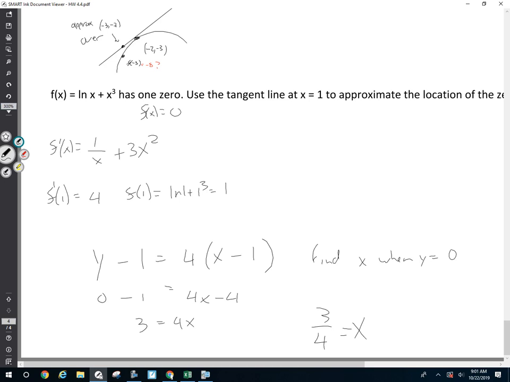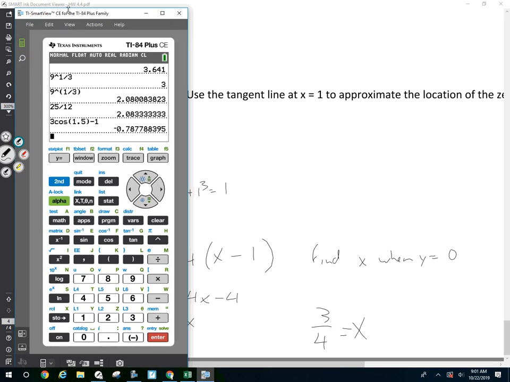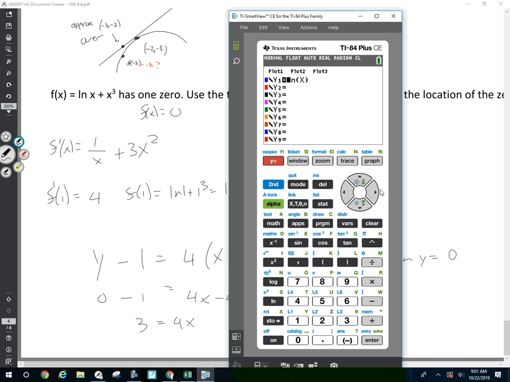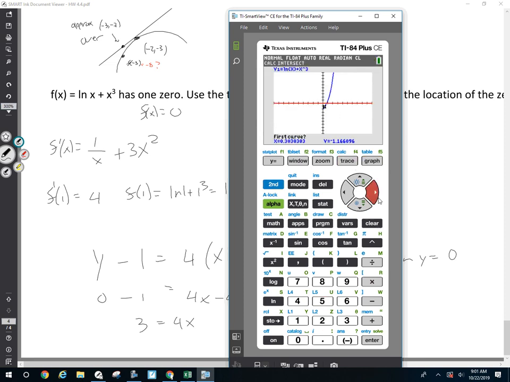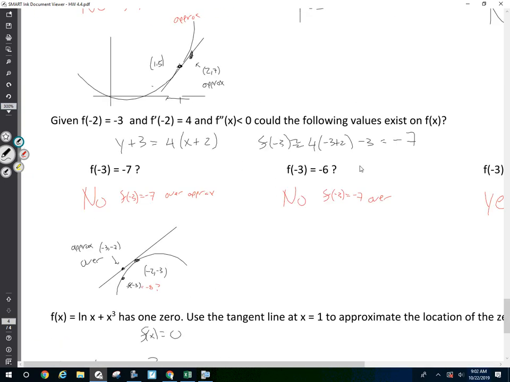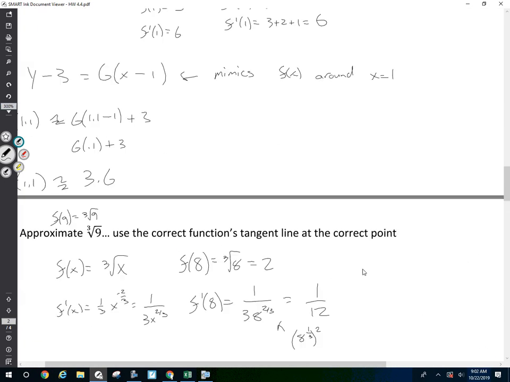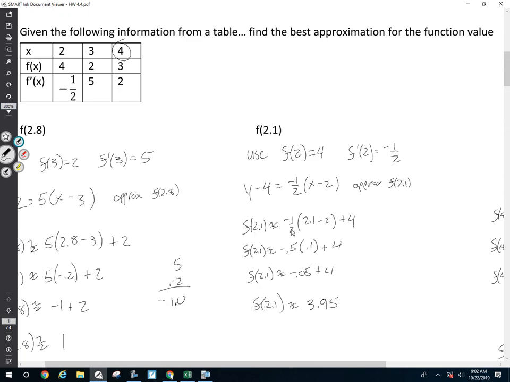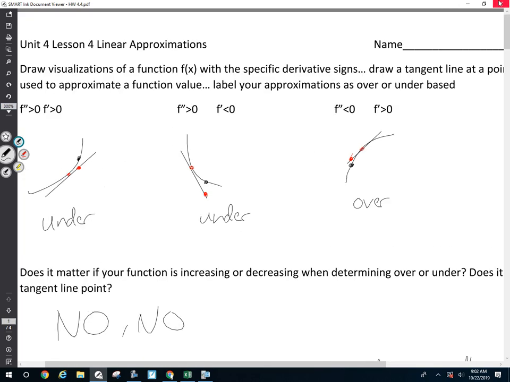Okay. So let's look at log x plus x cubed. Got (1, 0) right here. I can find where it intersects with y equals 0. I think it's close to 0.75. 0.70. Okay, so there you go. That's linear approximations. This is a good homework. I like what I did with this homework. So hopefully we understand what's going on. Thank you.